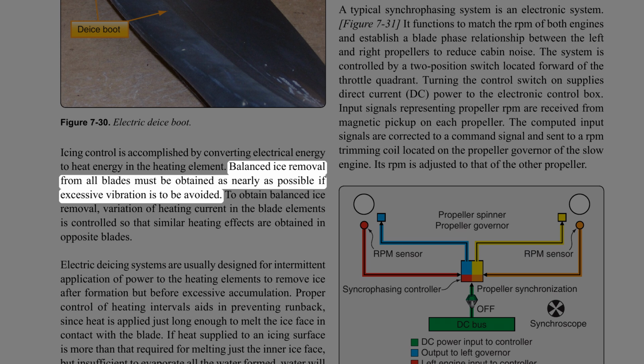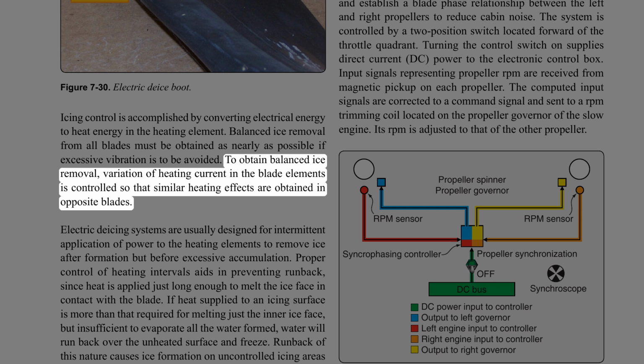Balanced ice removal from all blades must be obtained as nearly as possible if excessive vibration is to be avoided. To obtain balanced ice removal, variation of heating current in the blade elements is controlled so that similar heating effects are obtained in opposite blades.